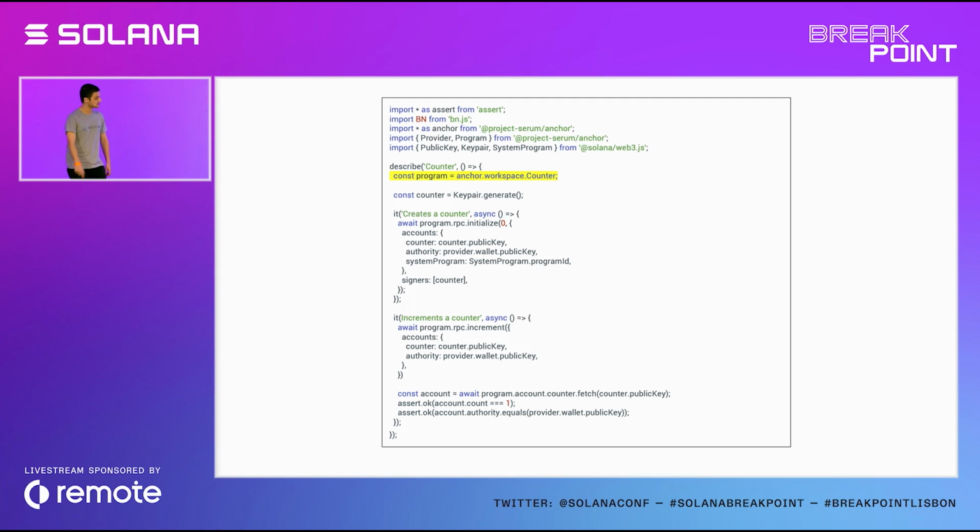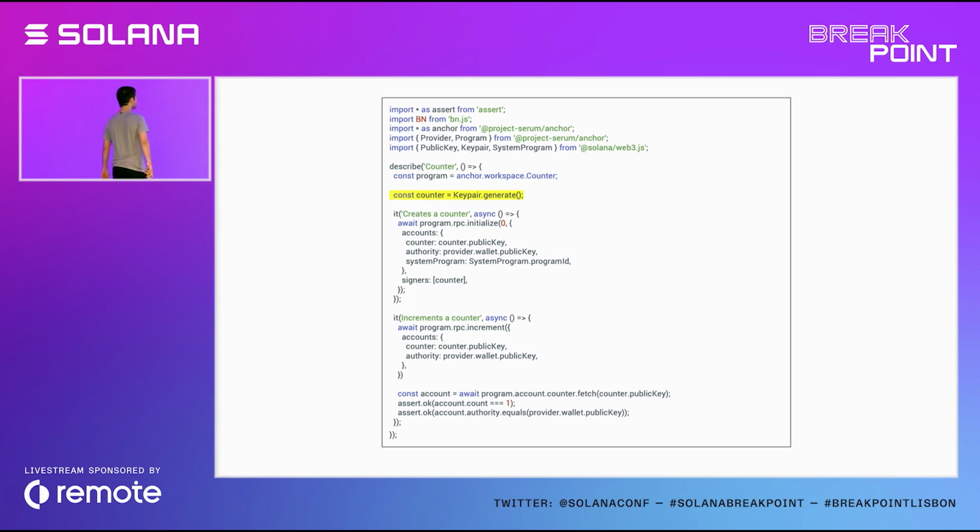What's happening here is the Anchor package is reading the local workspace, looking up the file system, fetching the IDL, and then using the IDL to generate a client. So this program variable is going to be our TypeScript representation of our smart contract in a Mocha test. And what we want out of this client is for the API to correspond one-to-one to the smart contract, so that we can just read the smart contract and know exactly how to use it from the client side.